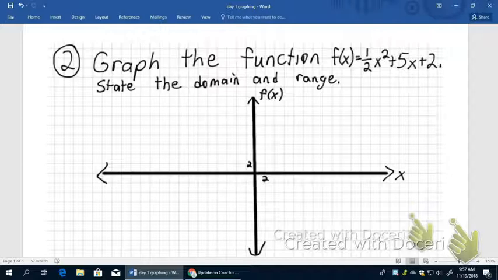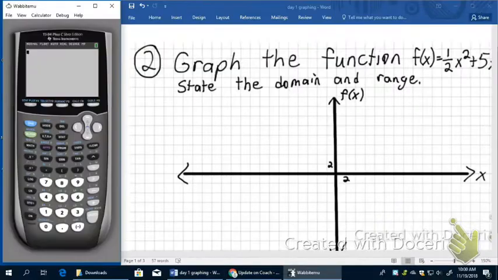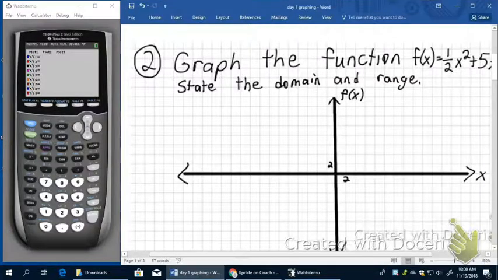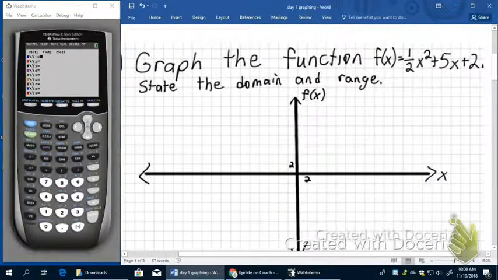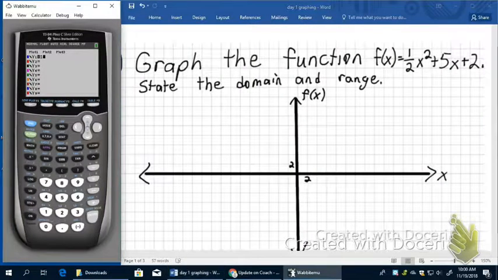It says graph it, state the domain and range. So I'm going to go ahead and show you how I could use the calculator to basically do what I did on the previous problem. The very first thing I'm doing when I grab my calculator is I hit y equals, and I type in the function that they're giving me: 1/2, so 1 divided by 2, x squared plus 5x plus 2. And I'll graph that by hitting the graph key on the calculator.